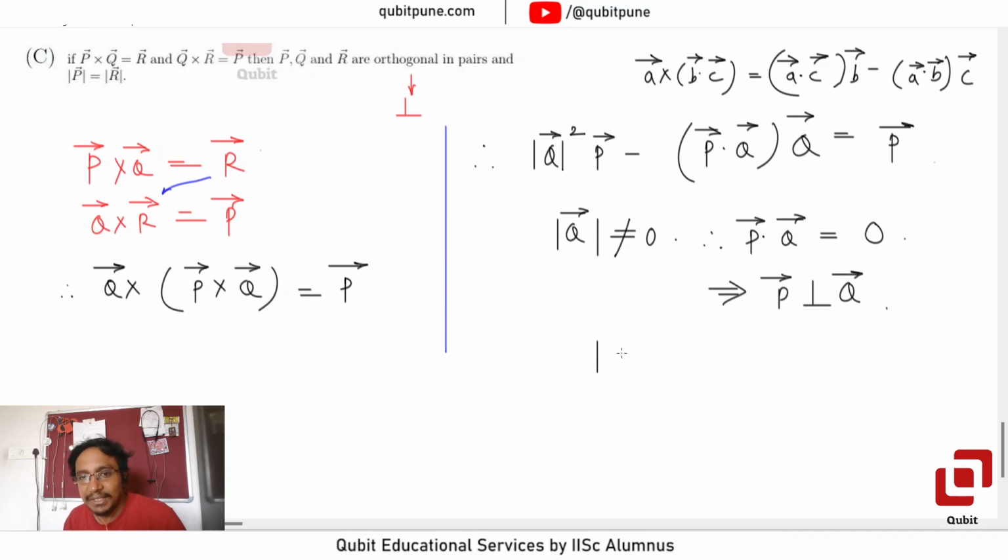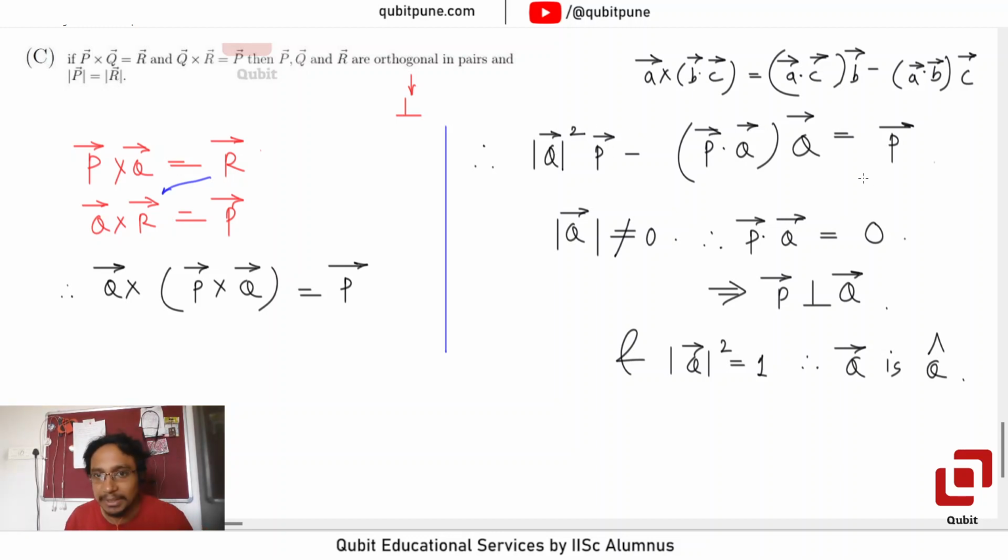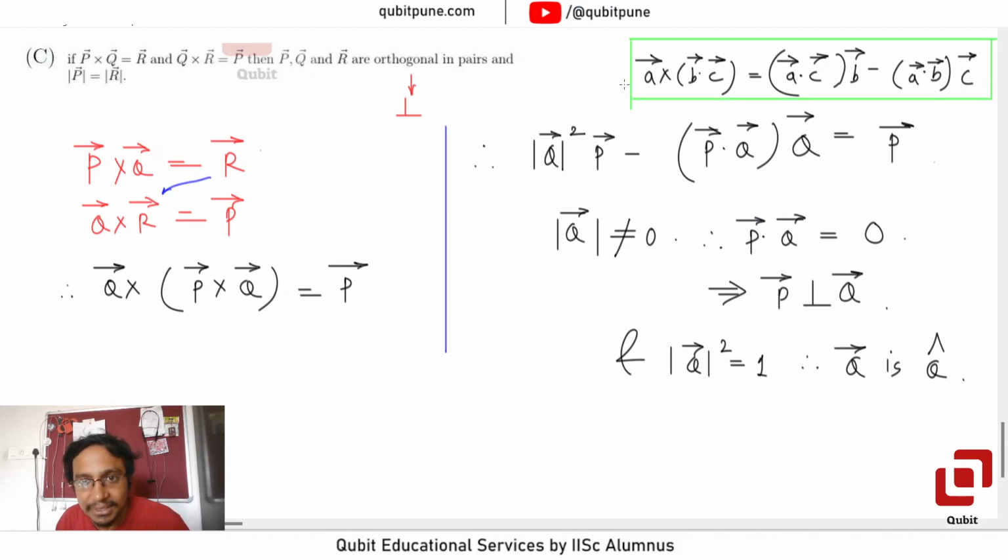Additionally, we can also conclude that magnitude of Q bar squared is 1, so Q bar is a unit vector. From here mod Q bar squared P bar is equal to P bar. Is this part clear? Like in option B, in option C also we have used this identity, and we have arrived at the conclusions that P bar is perpendicular to Q bar, and secondly, magnitude of Q bar is 1. Although there is no mention of that in the options, we have arrived at that as an additional result.